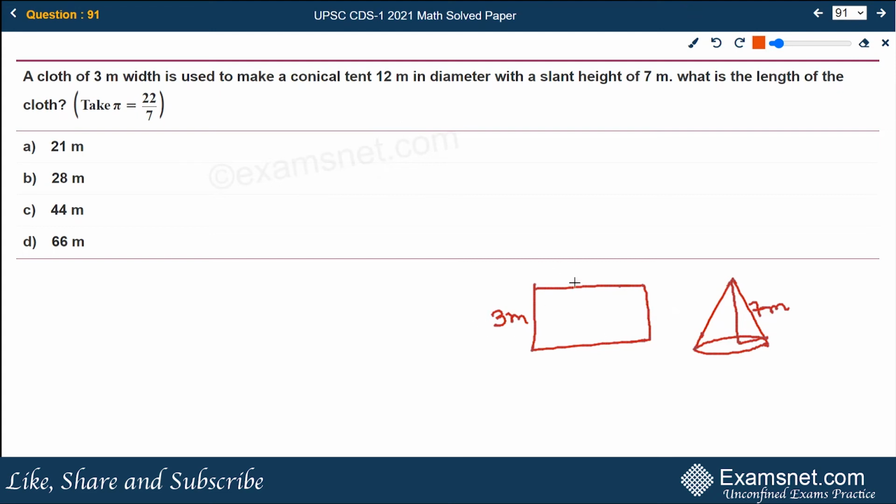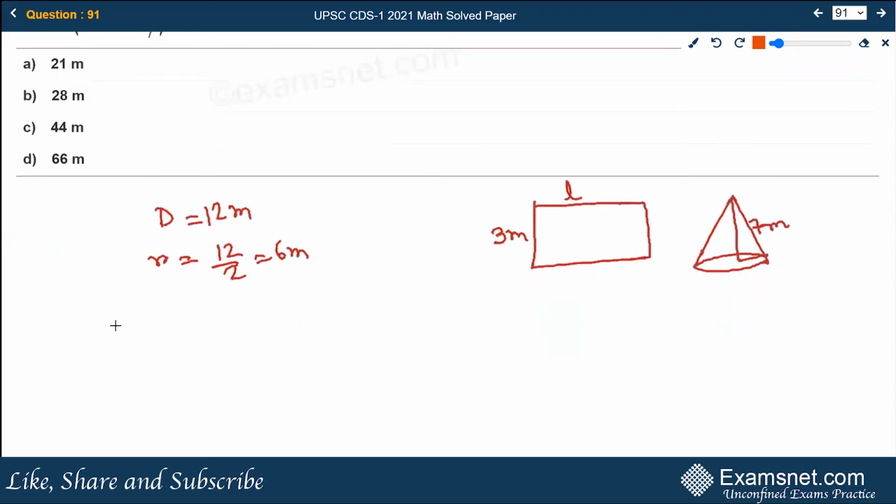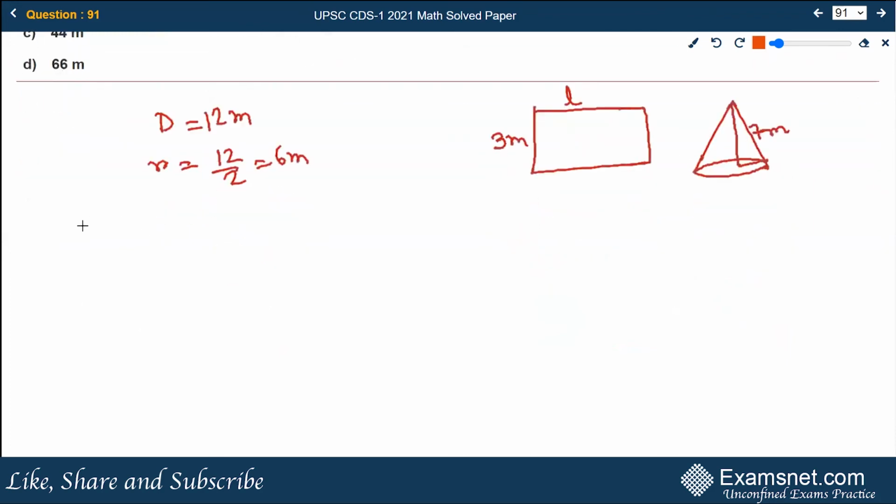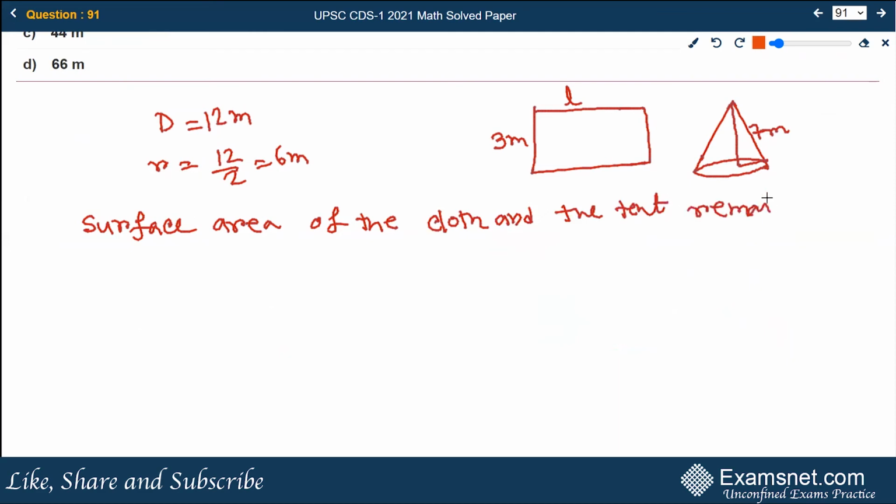So here I have already drawn a rectangle, where the width is 3-meter and we have to find the length, whereas the tent is of conical shape. Here the slant height is 7-meter, and diameter 12-meter. So the radius of the base of the conical tent is 12 by 2, 6-meter. The surface area of the cloth and the tent remains the same. So the area of the cloth, that is L multiplied by 3, equals the curved surface area.